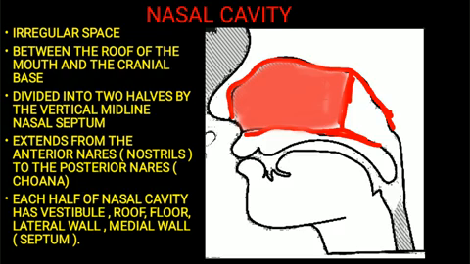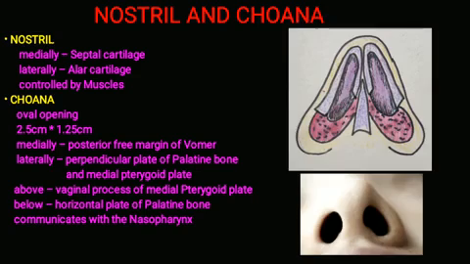The cavity extends anteriorly from the anterior nares or the nostrils, which is cartilaginous in nature, to the posterior part, which is an oblong shaped opening called the posterior nares or the choana, which is bony in nature. Each half of the nasal cavity has a vestibule, a roof, floor, lateral wall and the medial wall or the septum. Let's see about each and every part.